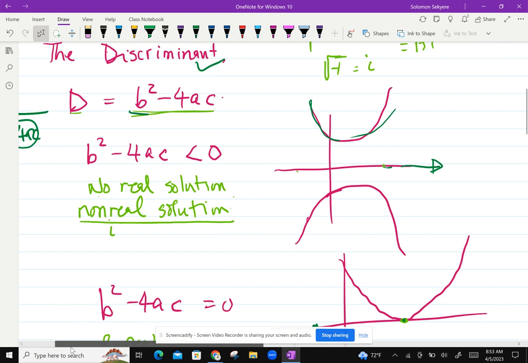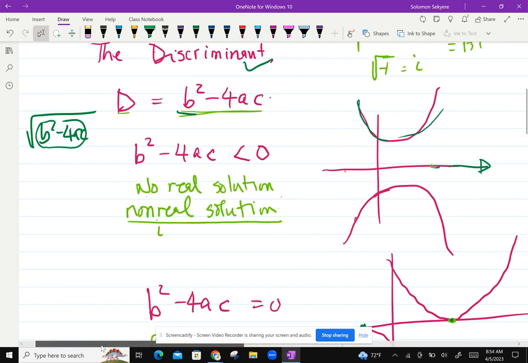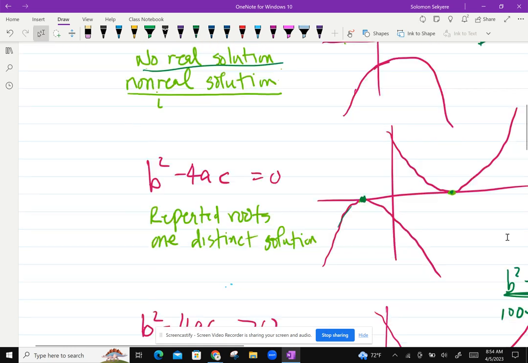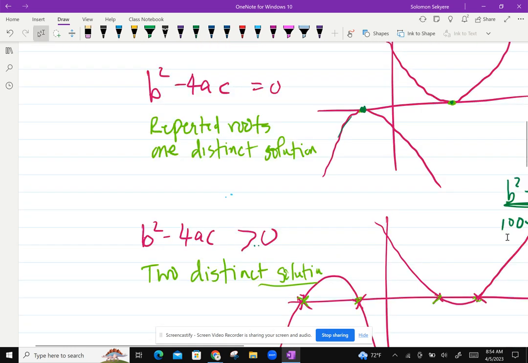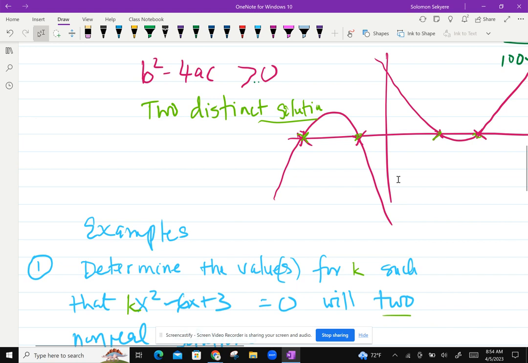Let's summarize. The discriminant is just b² - 4ac. Okay, it's not the square root of that. If it's less than 0, we have non-real or imaginary solutions, so no real solutions. If it's equal to 0, we have repeated roots, and it touches the x-axis. And if it's greater than 0, that's your typical quadratic, and you get two distinct solutions.